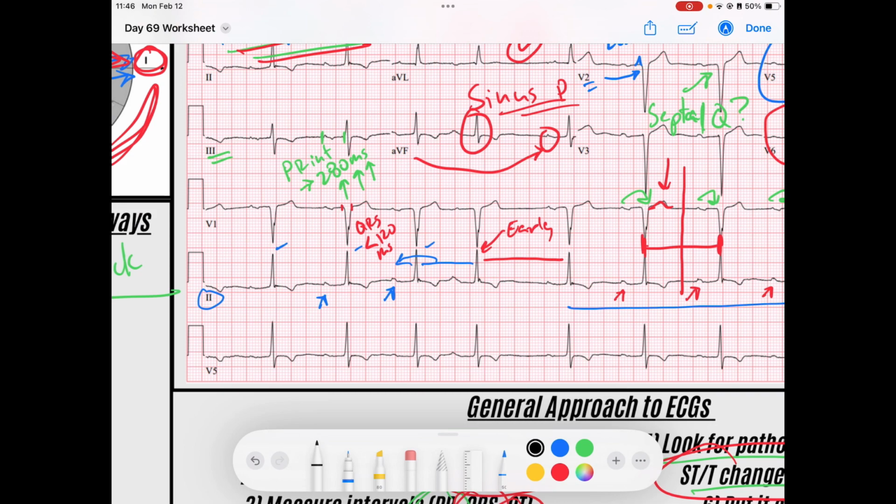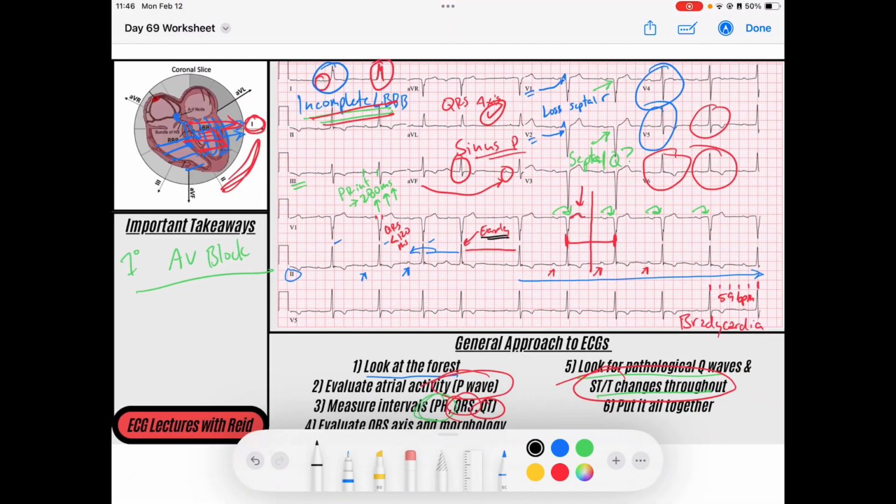and say, well, what is going on? What happened to this early beat? Now that we understand the rhythm and we see the early beat, let's talk about it. First, we can say it's premature. And we know that premature beats are either premature atrial, junctional, or ventricular.